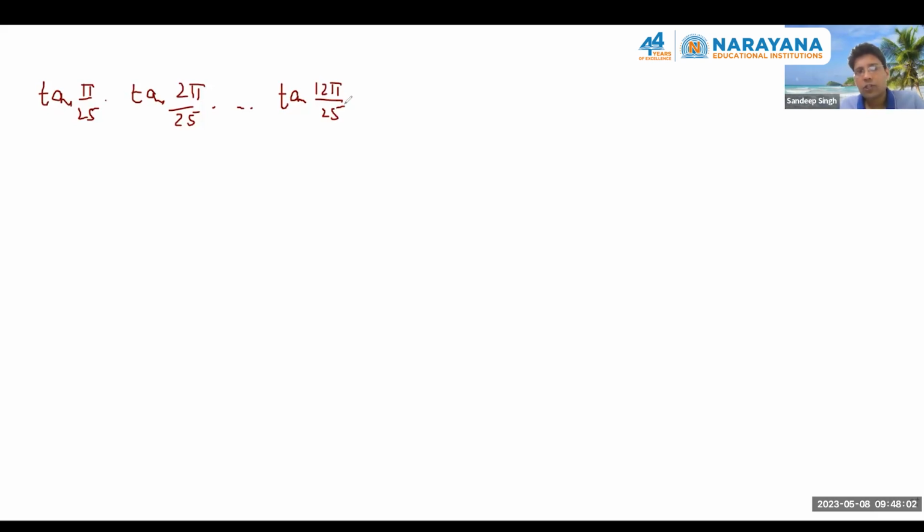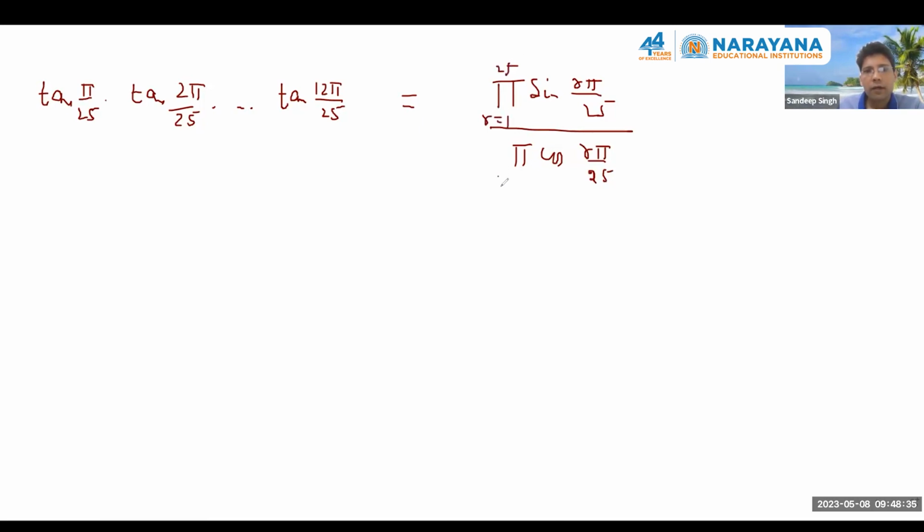Now there is no general formula, or even if you want the general formula, it will be in terms of 2n plus 1 for directly evaluating the product. So what you must try to inquire, this is sine by cos. So I shall write this as the product of sine of r pi by 25 divided by the product of cos of r pi by 25. And r is varying from, tell me, r is varying from how much? From 1 to 25. Here also 1 to 25. Is it clear?